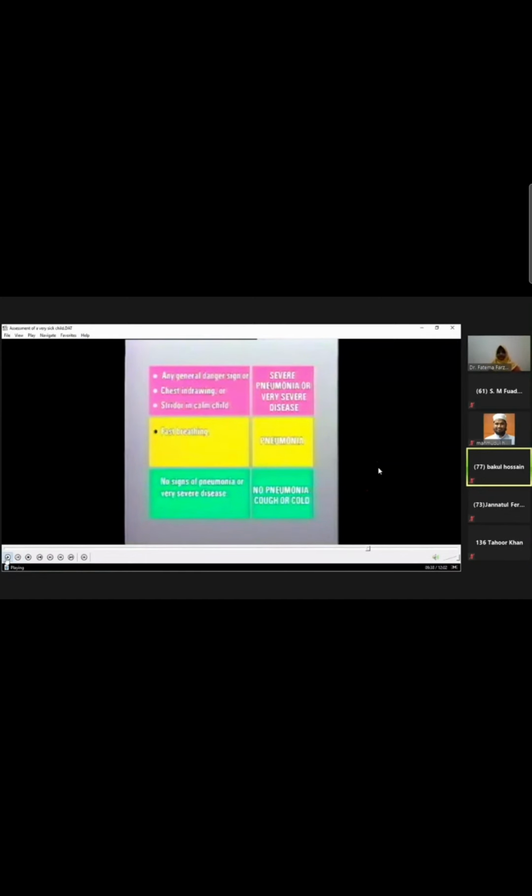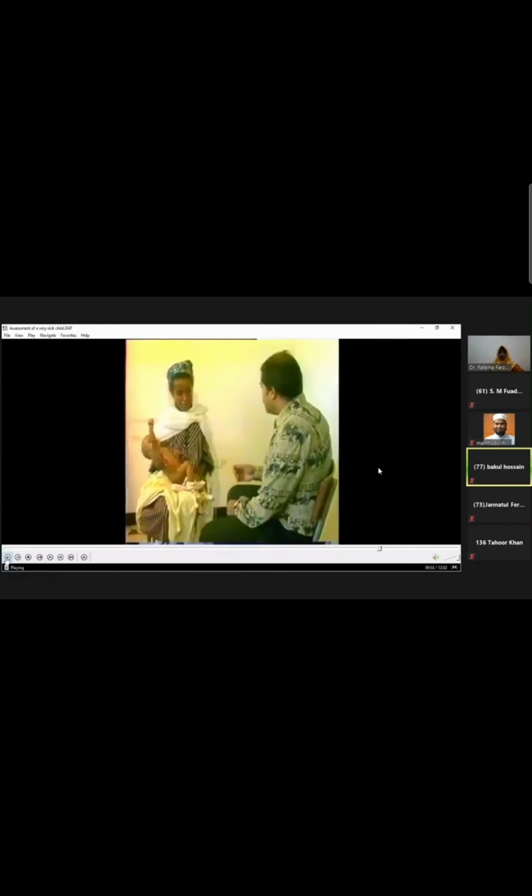So we look at the next row down. His sign of fast breathing puts him in the yellow row. Therefore, we classify Josh as having pneumonia. We moved on to assess Josh's diarrhea. Josh has had diarrhea for 5 days. His mother said there was no blood in the stool.